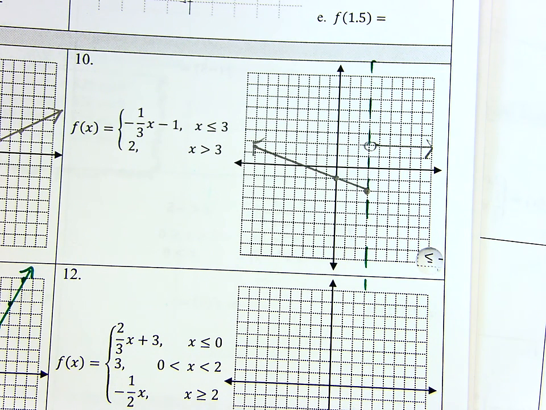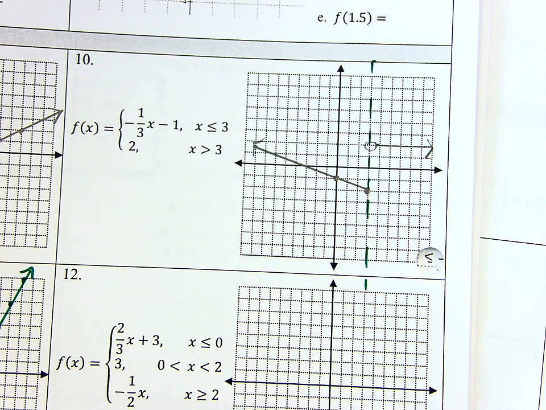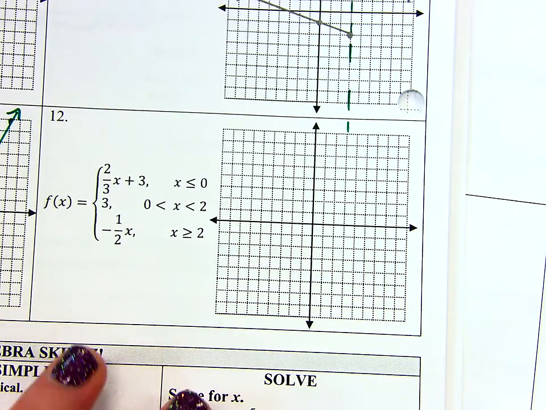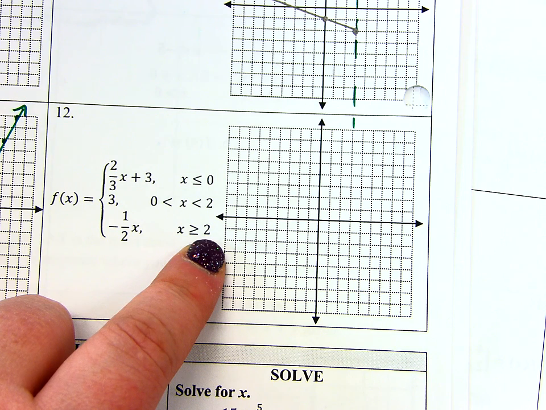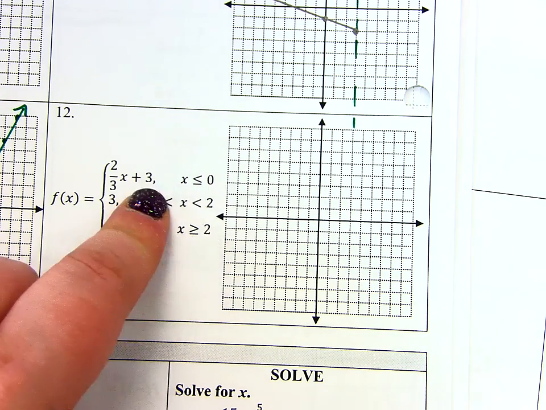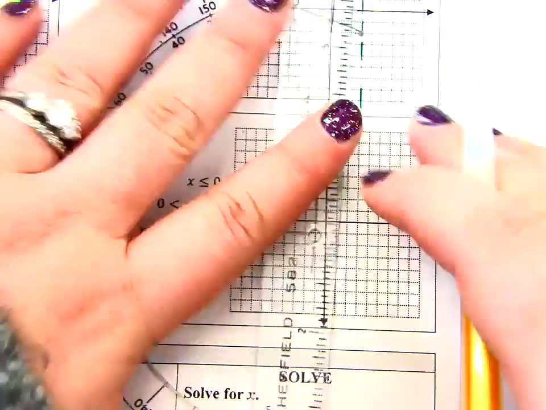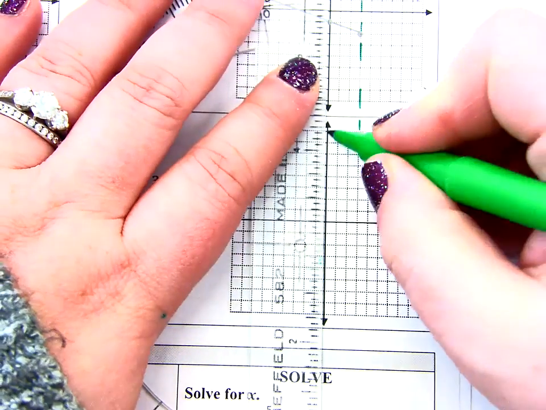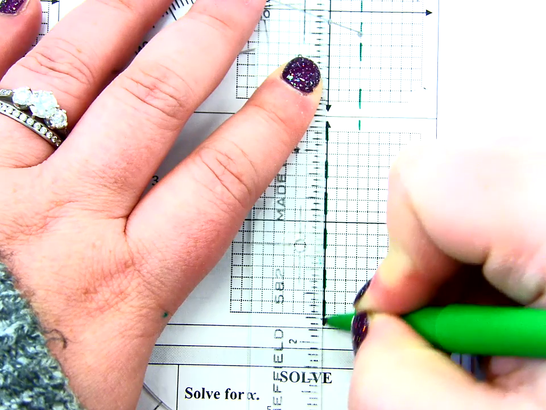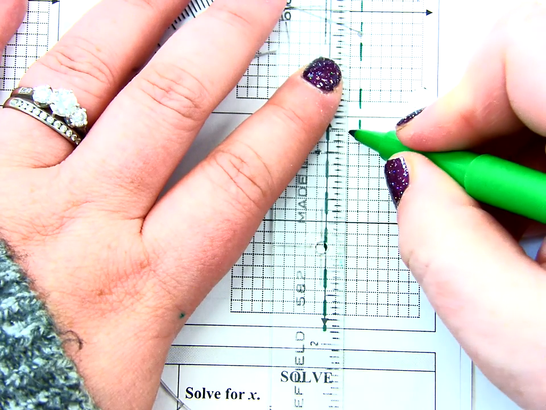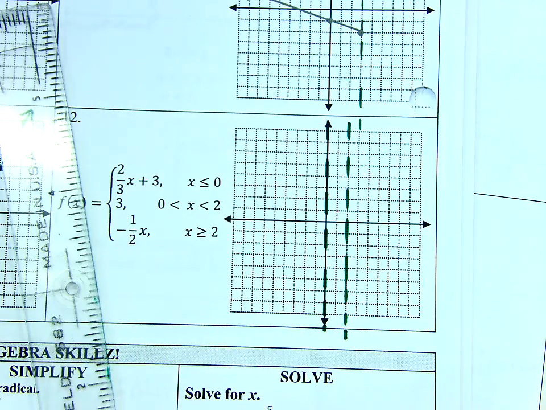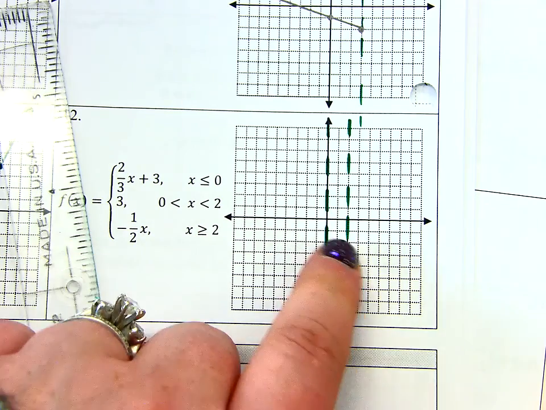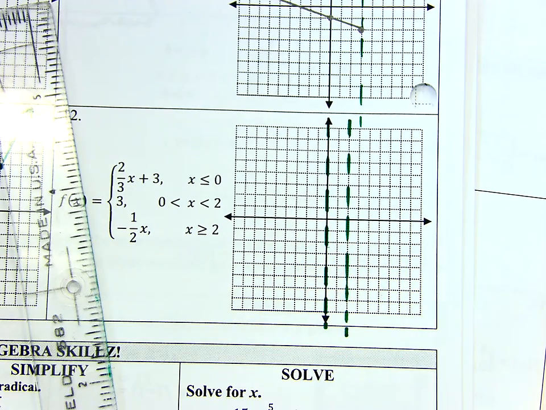All right, so let's try when we split and we have 3 different parts of our graph instead of just 2. So on 12, my graph is getting split once at 0 and then again at 2. So I want to draw 2 vertical lines this time, one at 0 and one at 2. So something's going to happen to the left, something's going to happen in the middle, and then something else is going to happen on the right.